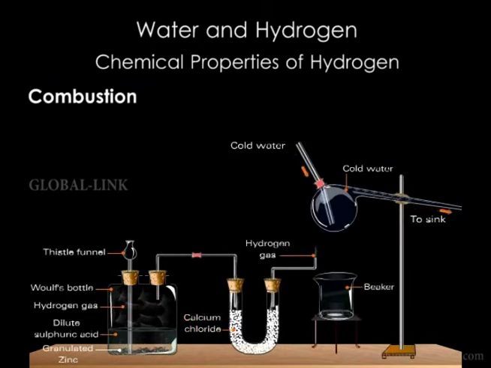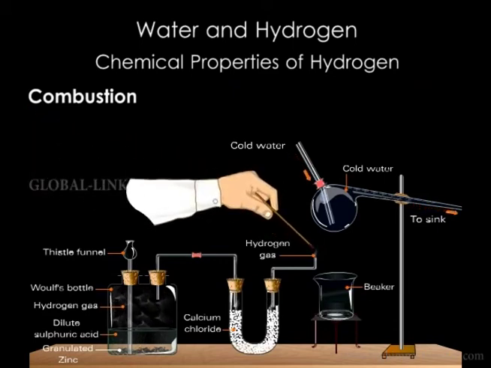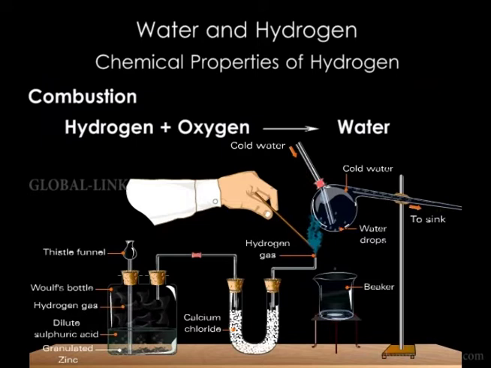We then arrange a setup for circulating cold water and bring the flame near the cold water. You will see that some water droplets collect on the outer surface of the flask. Thus, hydrogen burns in air to form water as the only product. A pop sound is produced when a mixture of air and hydrogen is ignited. Otherwise, pure hydrogen burns quietly.